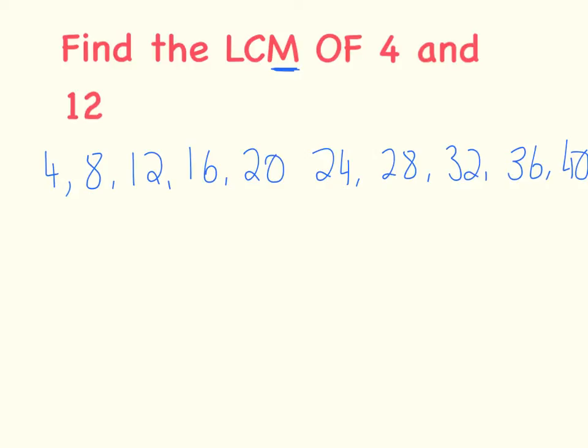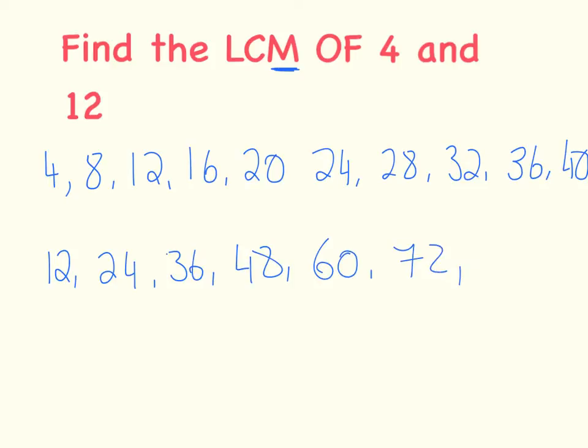I'm now going to do the exact same thing with the multiples of 12. So underneath, the first multiple of 12: 12 ones are 12. 12 twos are 24. 12 threes are 36. 12 fours are 48. 12 fives are 60. 12 sixes are 72. 12 sevens are 84, and 12 eights are 96. I'm going to stop there. Okay, and we're going to have a look then and see what are the common ones.